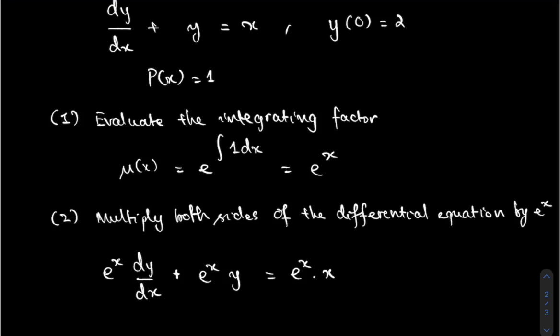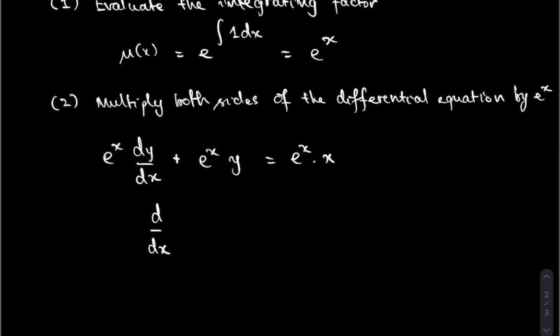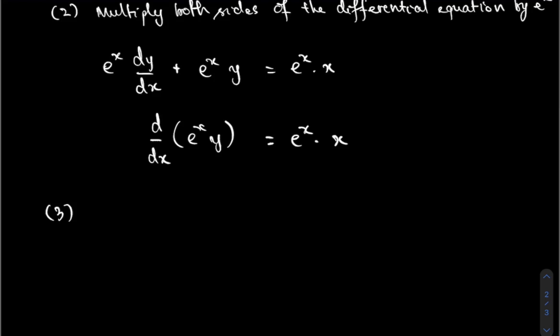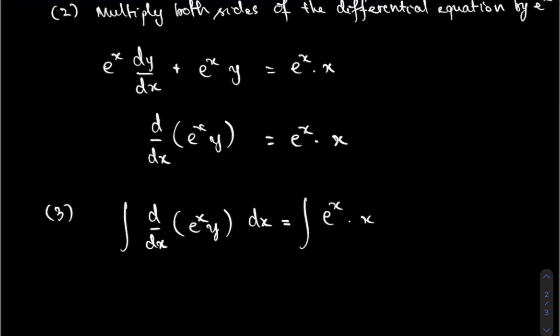And remember, when we discussed the procedure, the left-hand side is always derived from the product rule of the integrating factor times y. So that is d dx of e to the x times y, because the integrating factor in this case is e to the x. And the right-hand side stays the same, that is e to the x times x. Now, third step, you need to integrate both sides of the equation that you just obtained with respect to x. So that is the integral of d dx of e to the x times y dx equal to the integral of e to the x times x dx.